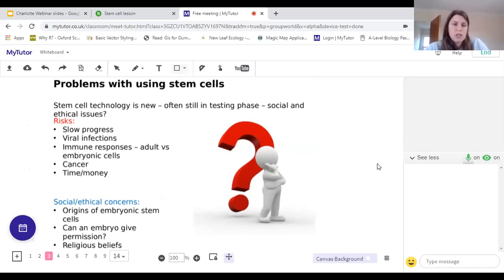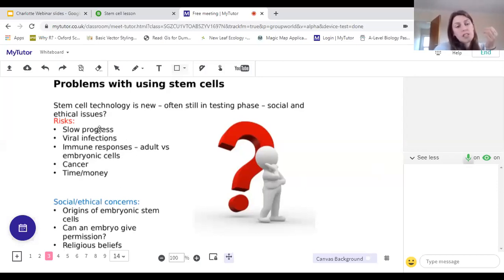So risks of using stem cells are that there's slow progress so far. Research has been quite slow, and a lot of time and money are being put into that, as you can see at the bottom there. So there's some questions about whether it's worth it, but most scientists think it probably is at the moment.